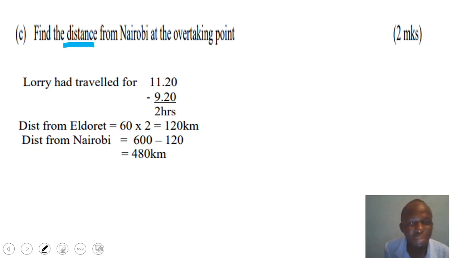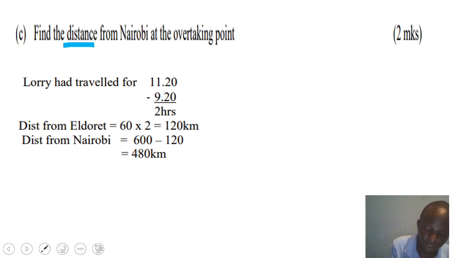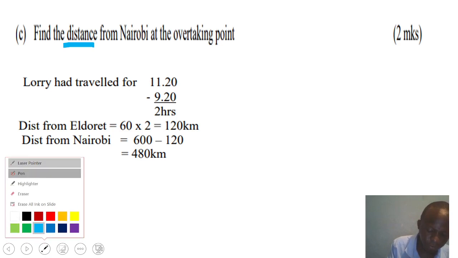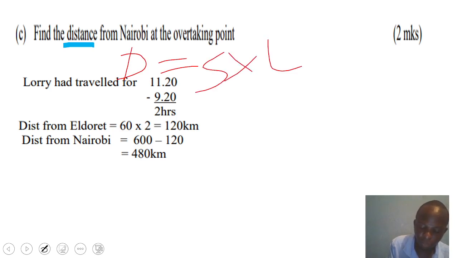But since we want to find the distance from Nairobi at the overtaking point, once again we are going to use the speed of the lorry. The speed of the lorry is 60. Distance is equal to speed times time. From that relationship, the distance using the lorry is 60 times 2. 60 is the speed of the lorry. So 60 times 2 is 120 kilometers.